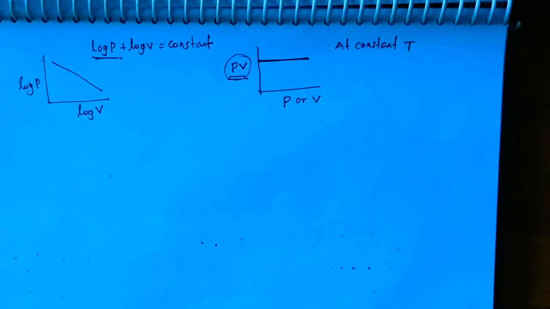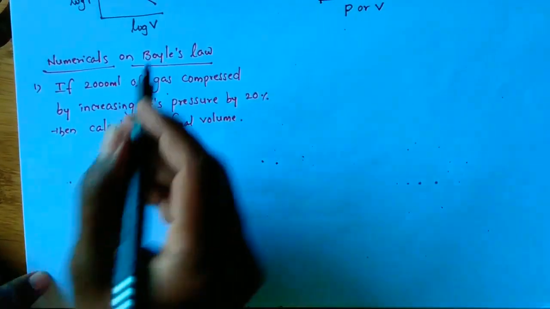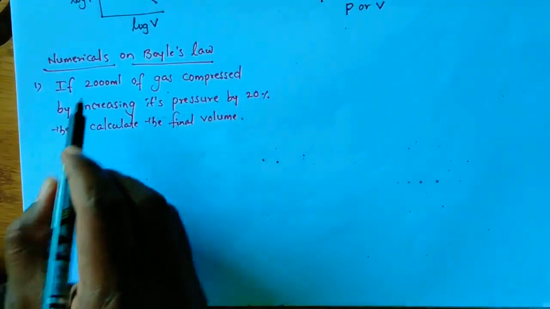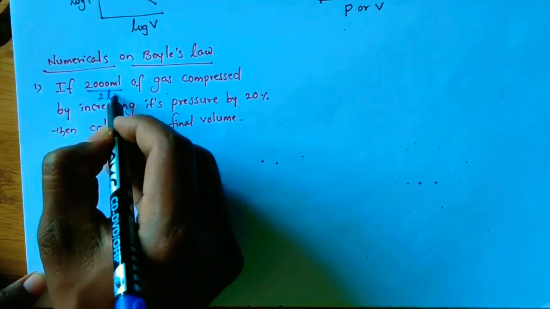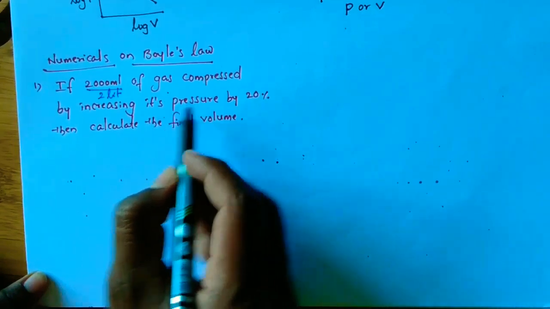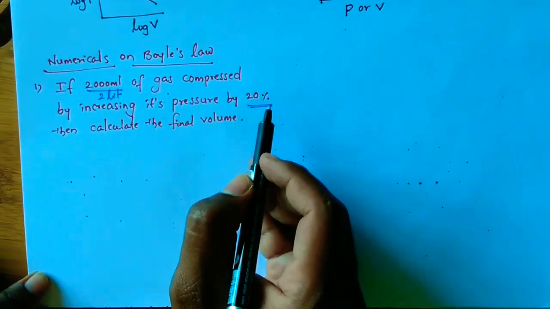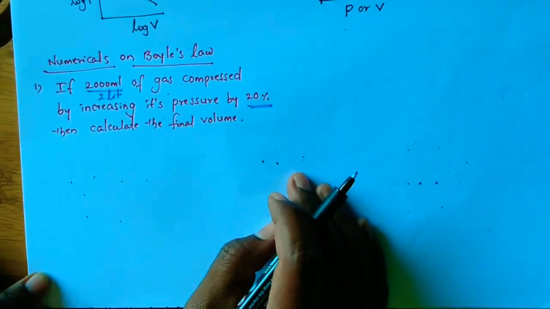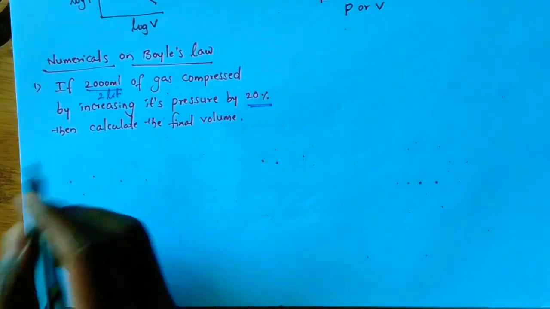And let us do some numerical questions on Boyle's law, how they will ask. See here, there is a numerical question on Boyle's law. If 200 ml of gas is compressed by increasing its pressure by 20%, the pressure increased 20%, then calculate the final volume.